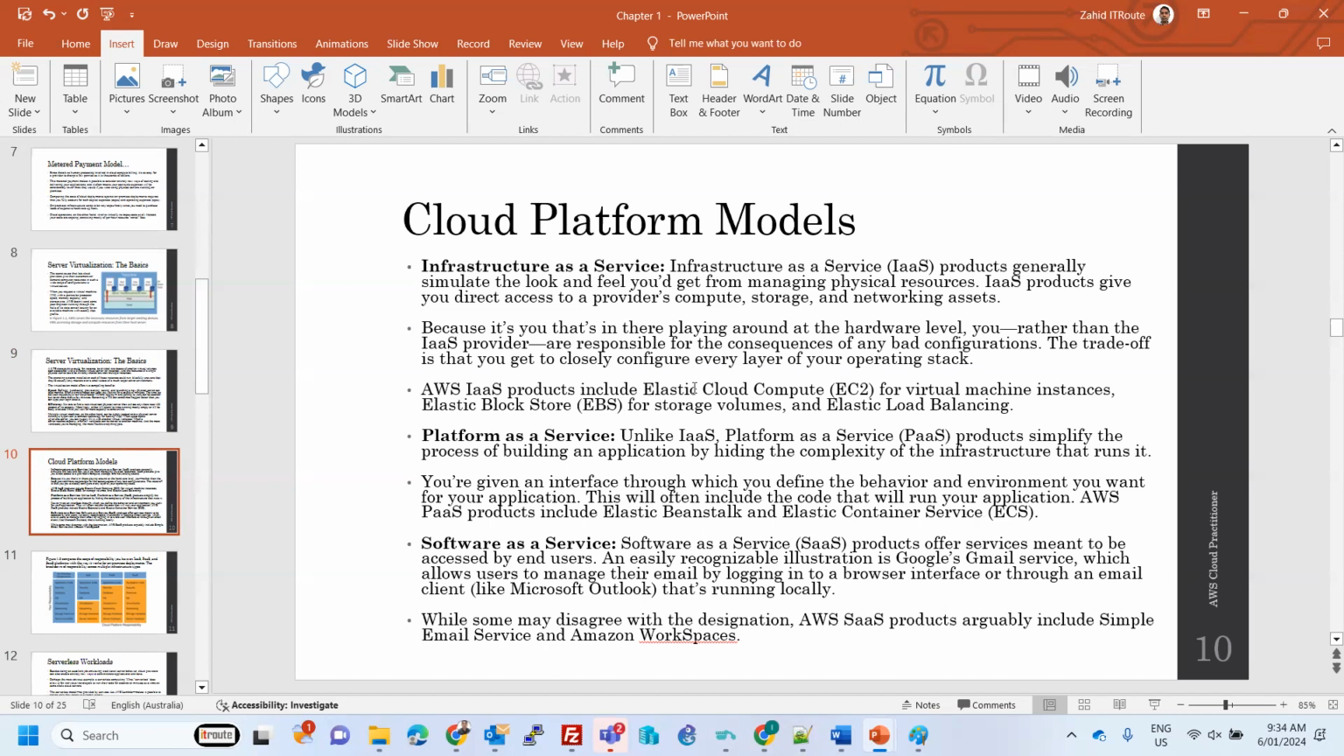AWS infrastructure as a service products provide Elastic Compute Cloud (EC2) for virtual machine instances, Elastic Block Store for storage volumes, and Elastic Load Balancing. EC2 means Elastic Compute Cloud. That's the virtual machines you can have. Elastic Block Store means a huge amount of storage you can get. Let's say you have terabytes and terabytes of files, you'll be able to store them over there.